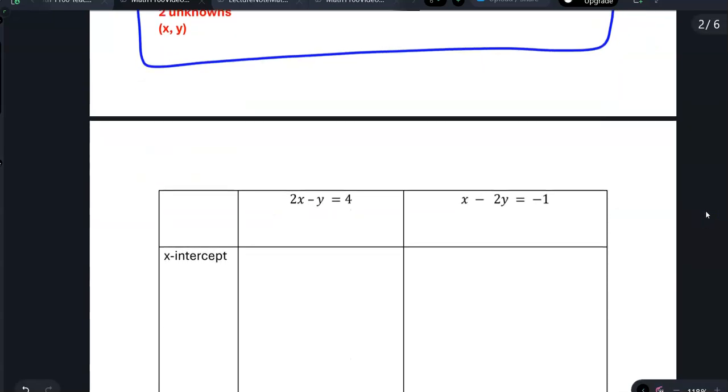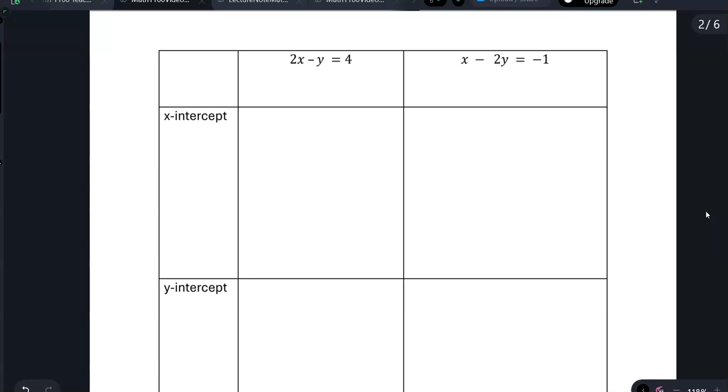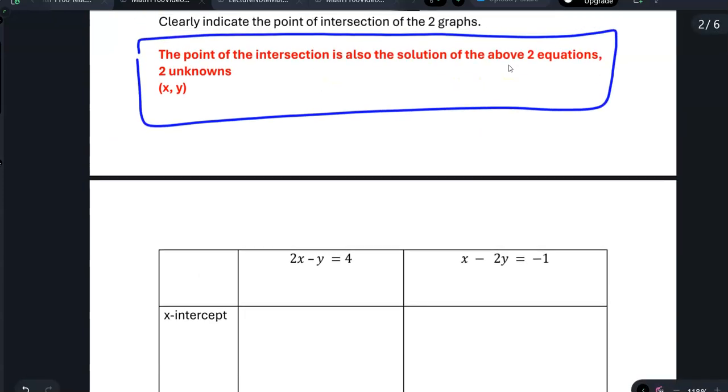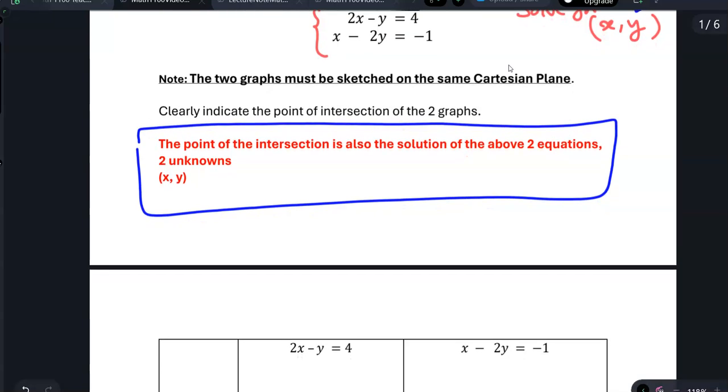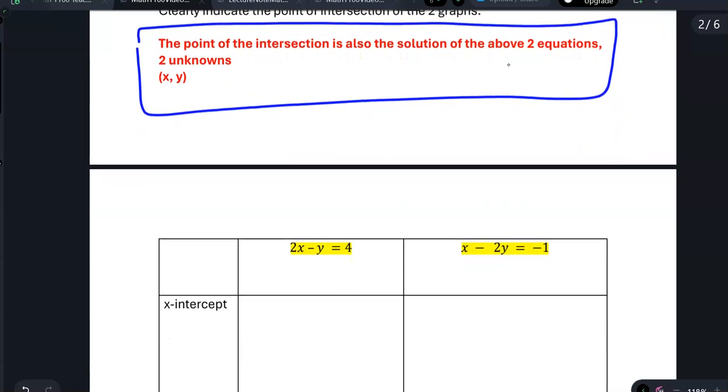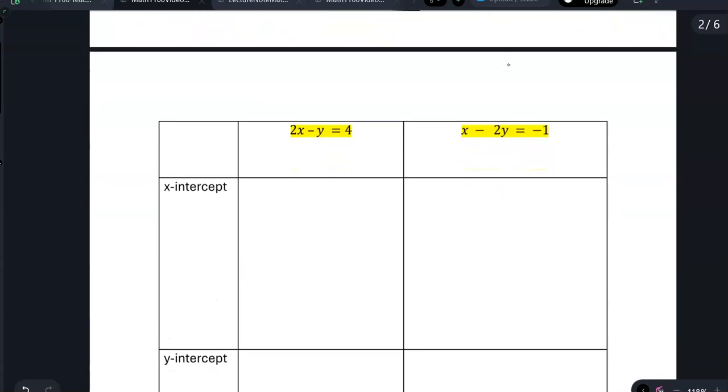So what I'm going to do is create a chart like this. Okay, so this is the first equation that I have: 2x minus y equal to 4. The second one I have is x minus 2y equal to minus 1. So let's double check that I have everything correct. Yeah, so this one right here, I rewrite it like this. This one right here, I rewrite it down like this. And the method I need to use is I need to find the x-intercept first.